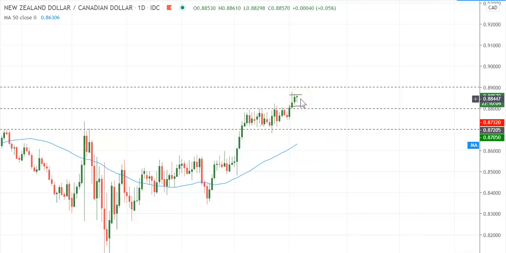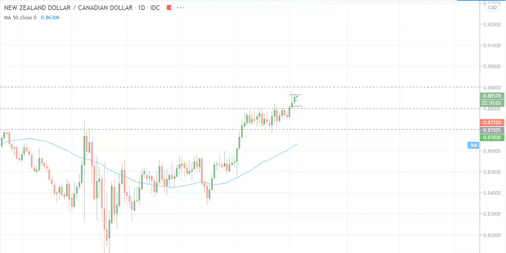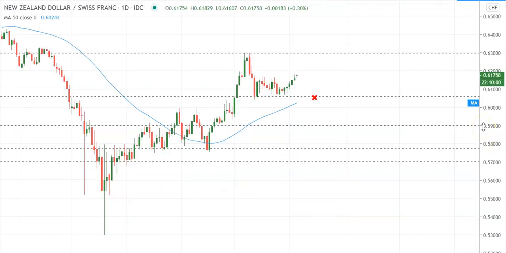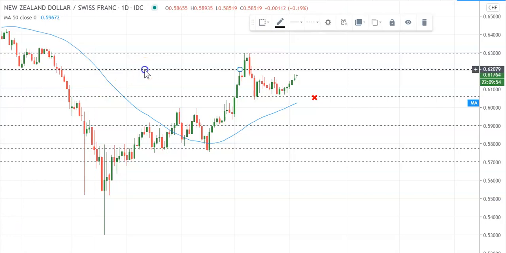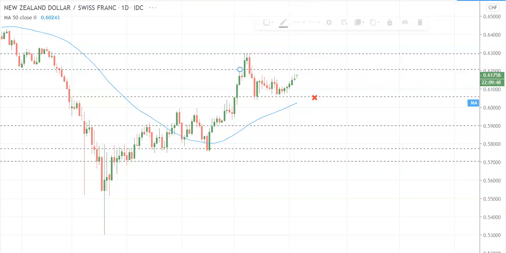I can't lose it. New Zealand Swissy. There's nothing here. 162 area is very key. So until we get it closed above there, I would not attempt again.